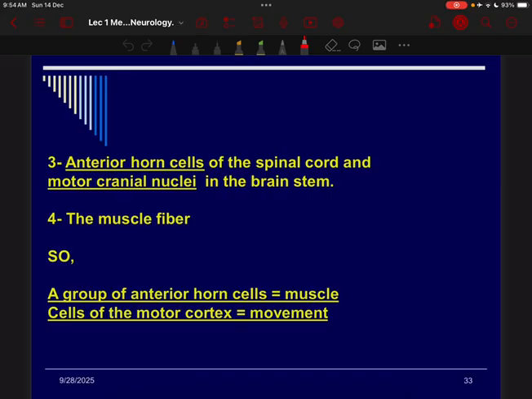So as he said, a group of anterior horn cells correspond to a muscle and a group of cells of the motor cortex correspond to a movement.